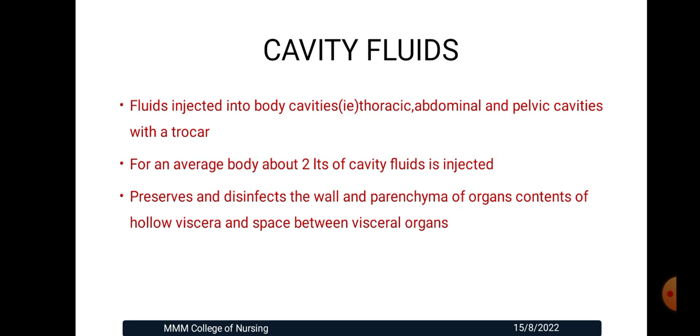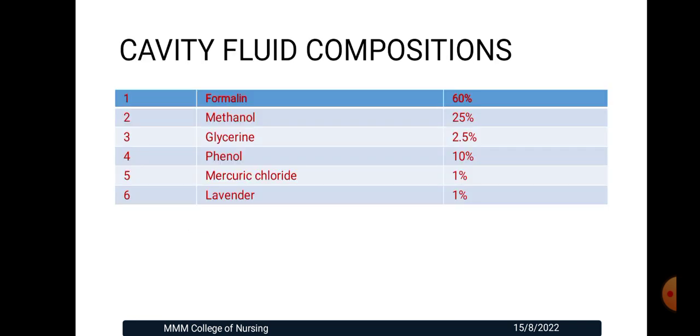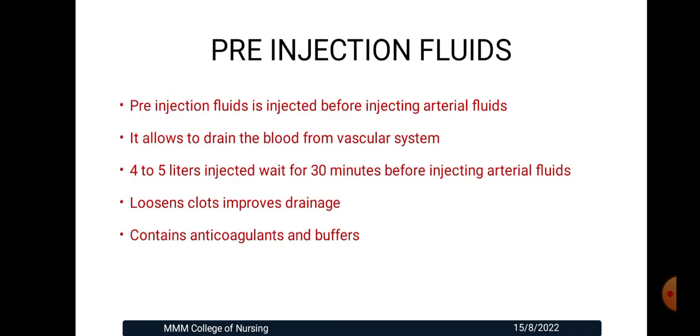Cavity fluids are fluids injected into the body cavities, that is the thoracic, abdominal and pelvic cavities, with a trocar. For an average body, about 2 liters of cavity fluid is injected. It preserves and disinfects the wall and parenchyma of organs, contents of hollow viscera and space between the visceral organs. Cavity fluid composition: formalin 60%, methanol 25%, glycerin 2.5%, phenol 10%, mercuric chloride 1%, lavender 1%.